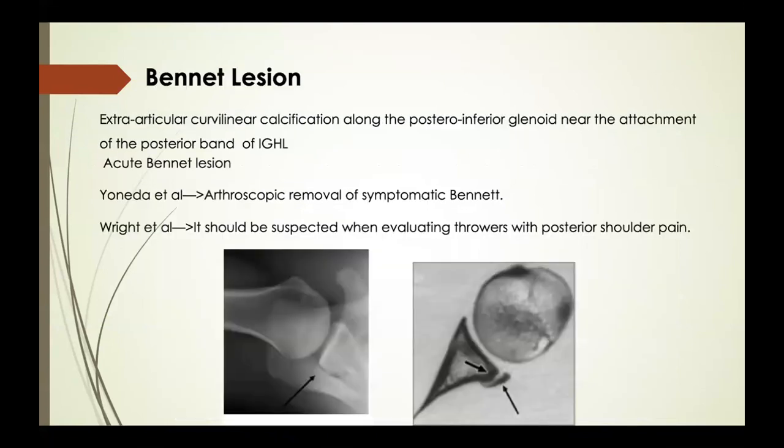Now, Bennett's lesion is an extra-articular curvilinear calcification of the posterior inferior glenoid near the attachment of the posterior band of the IGHL. In this case, you should do an arthroscopic removal of the symptomatic Bennett lesion. Waring et al. said that it should be suspected when evaluating throwers with posterior shoulder pain.